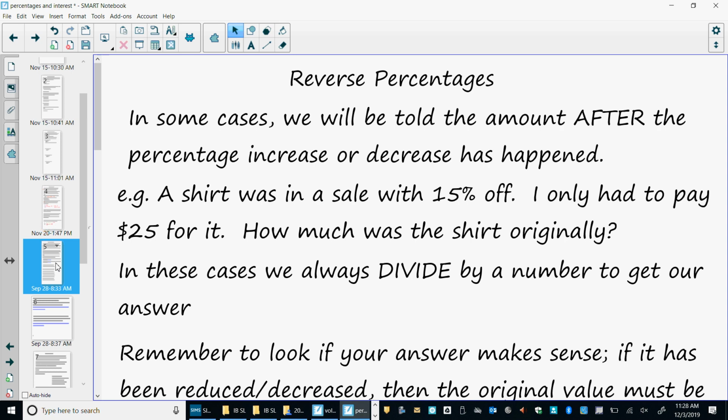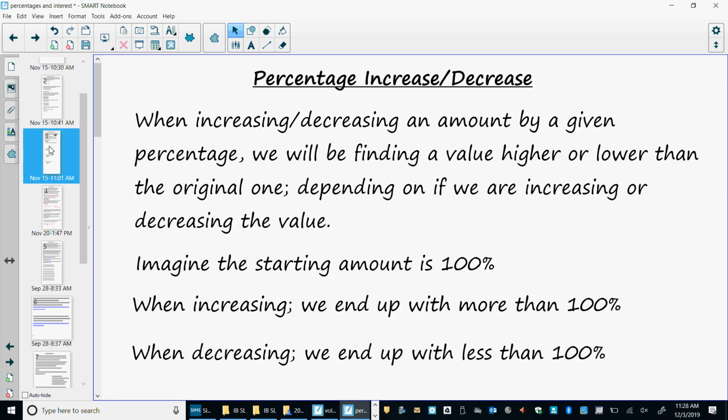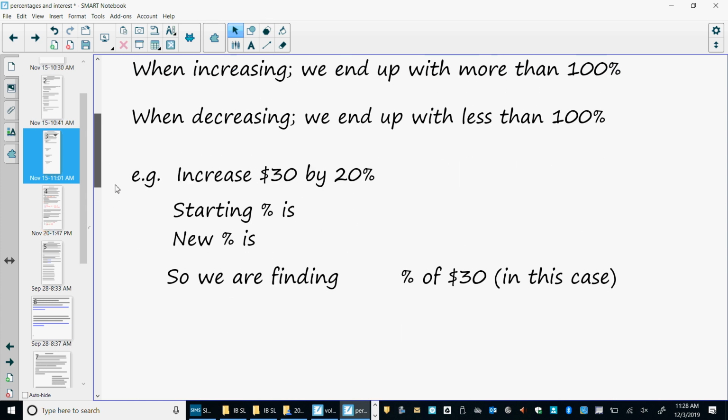So reverse percentages. These are the ones that often catch people out. I'm warning you now, these can be considered a little trickier. But it's really important that we remember how we did our percentage increase and decrease. Let's just have a quick recap. That's how we did these. So if I was increasing $30 by 20%, do we remember what we did? Who can remember the method if we were increasing something by 20%?